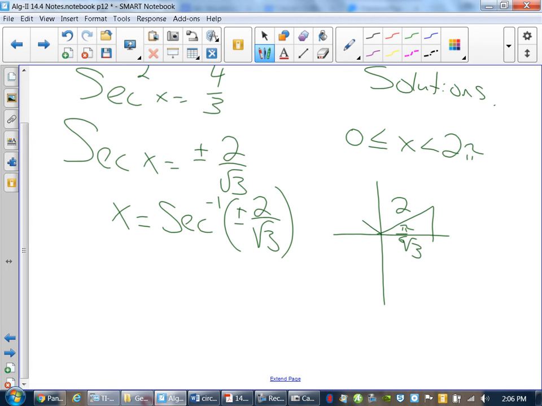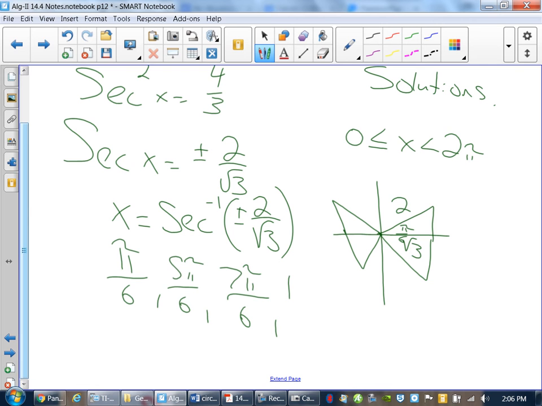Now, what happens is, every other angle in the circle that has a reference angle of pi over 6 is going to work because it's plus or minus, so it occurs in all 4 quadrants. You have 2 quadrants where secant is positive and 2 quadrants where it's negative. So to start, when I look at what are called general solutions, I will list out, like we did the other day, all of my reference angles.